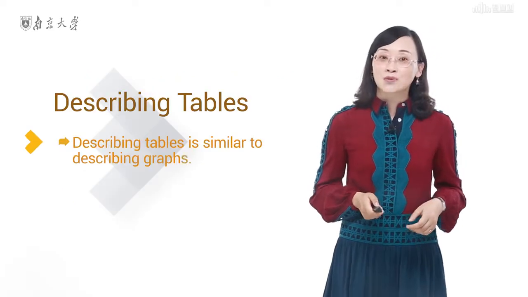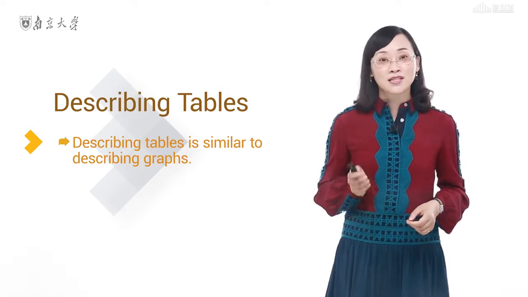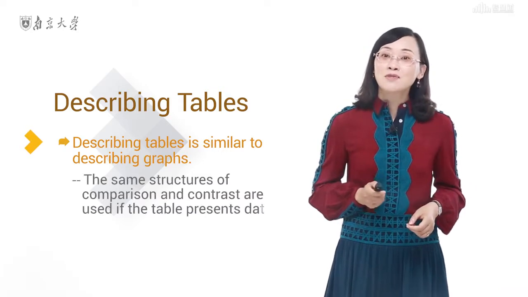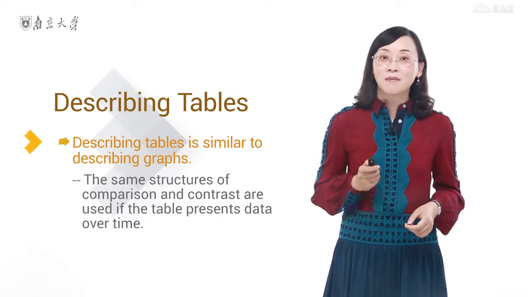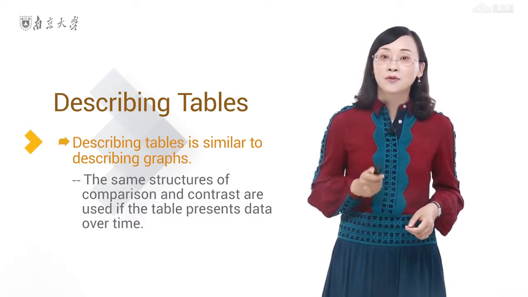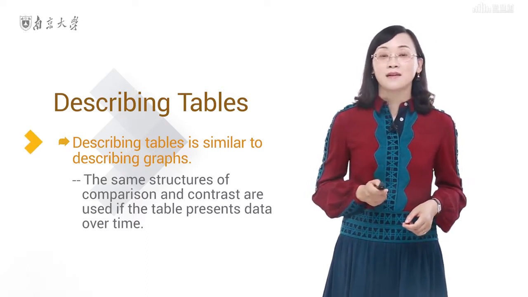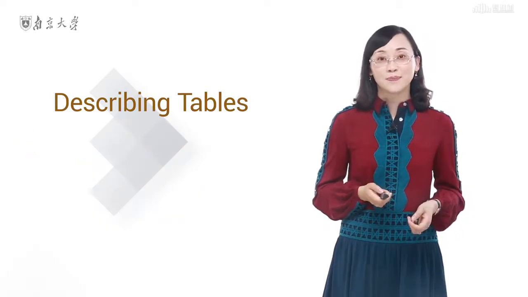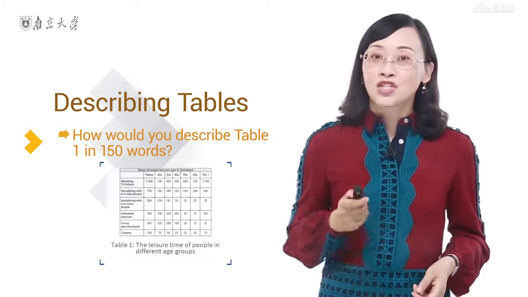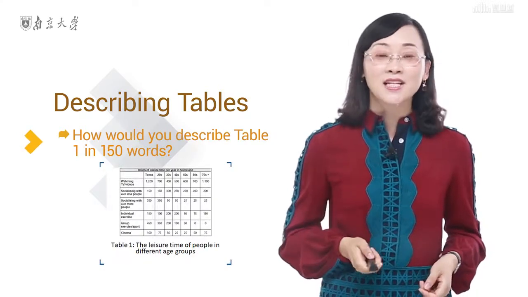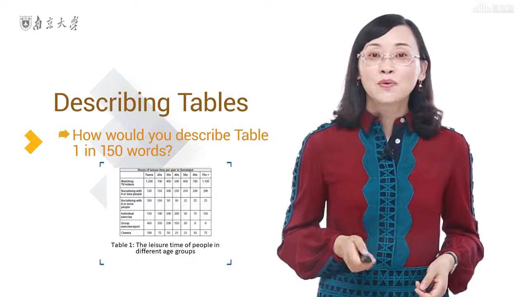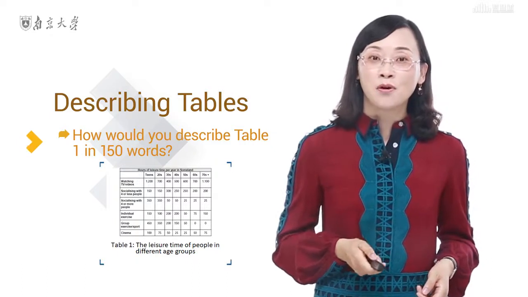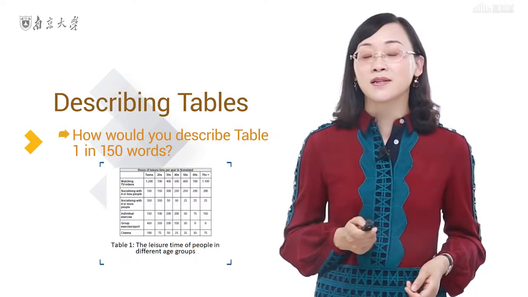Tables. Describing tables is similar to describing graphs. The same structure of comparison and contrast are made if the table presents data over time. A table is just another way to present data. Look at Table 1, which shows leisure time of different age groups in Summerland. If you were to describe the information in the table with about 150 words, how would you do it?